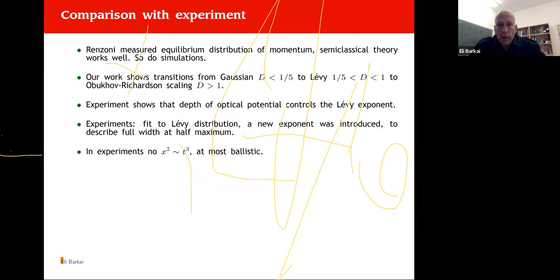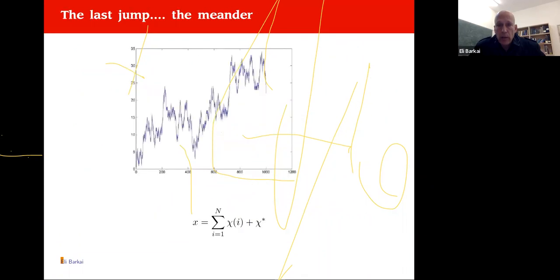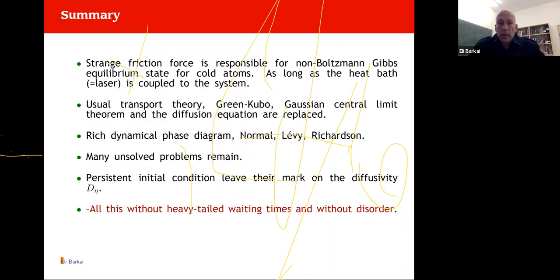Okay, so I want to end here, because I think I'm over time. I just wanted to show you that this strange friction force, where we do not use any assumption of power law or jumps or anything of that kind, or introduce these fractional space derivatives ad hoc, instead we derive them from the physics of laser cooling, from a simple Langevin equation. We showed you that the theory of Green-Kubo, of Einstein, the Gaussian central limit theorem, they all fail, but we can replace them by something new.